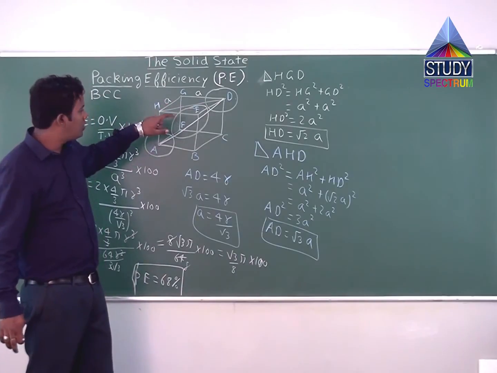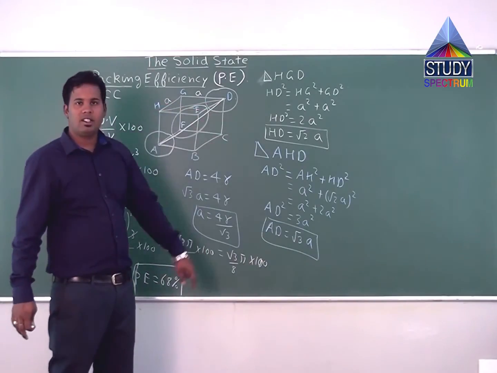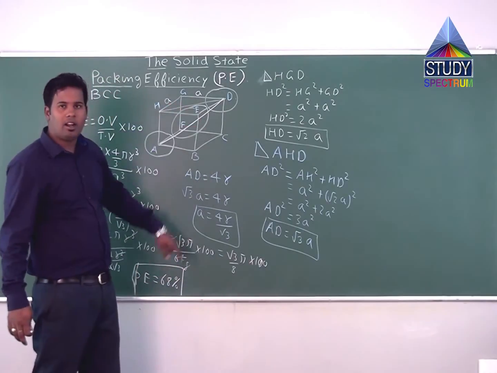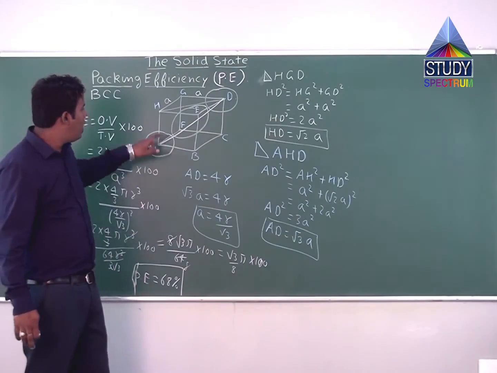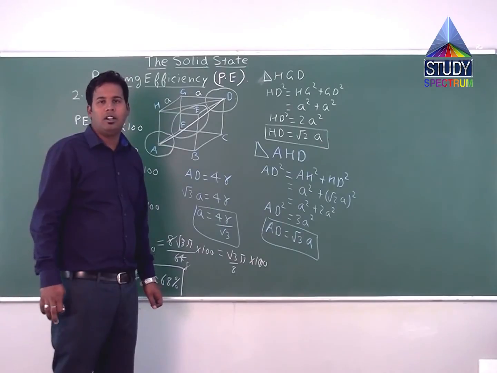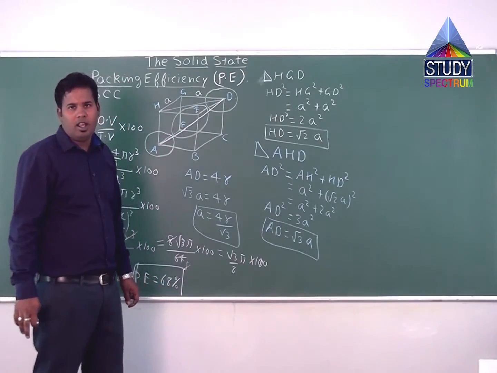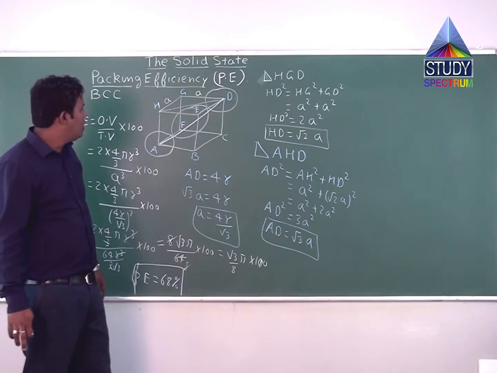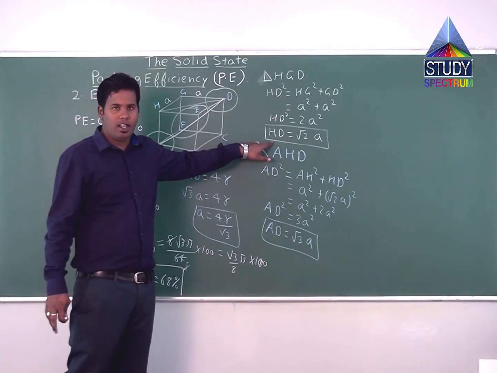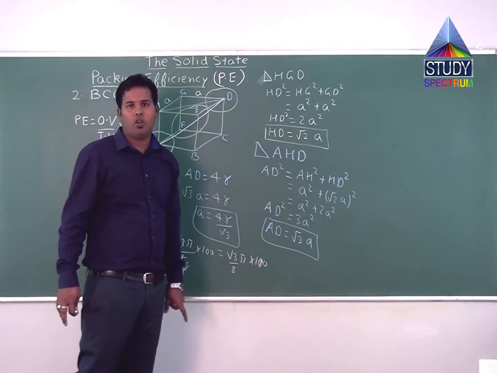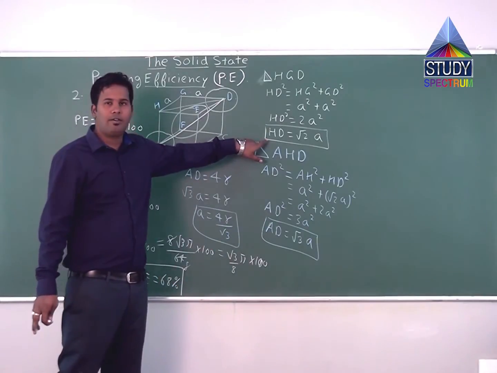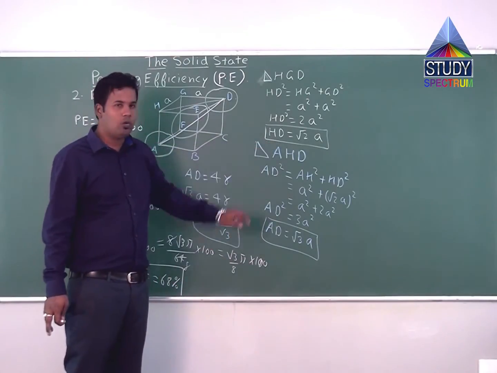I have applied Pythagoras theorem to triangle HGD, where HD represents the diagonal, that is the face diagonal, of this right angle triangle. And HG and GD are equal in length. Why? Because they represent the edge length of the cube, small a and small a. So applying Pythagoras theorem, I have calculated the length of HD in terms of small a, which comes out to be a square plus a square, 2a square. If I take the root, then HD, the face diagonal length, becomes root 2 a.